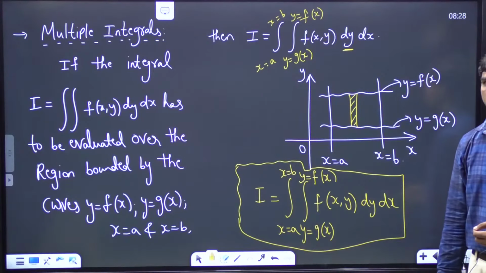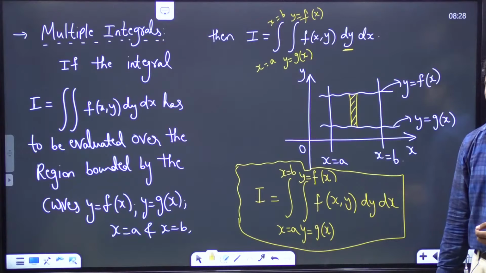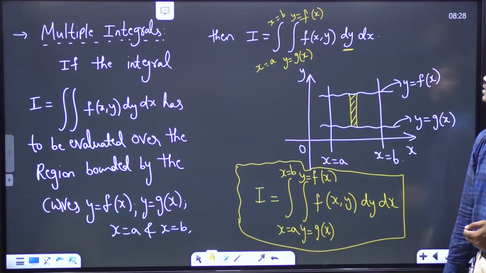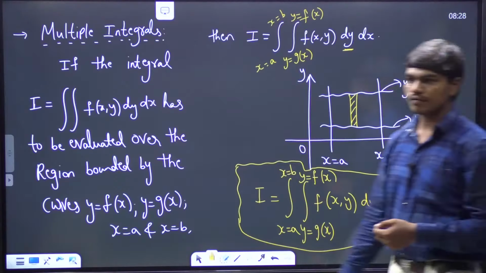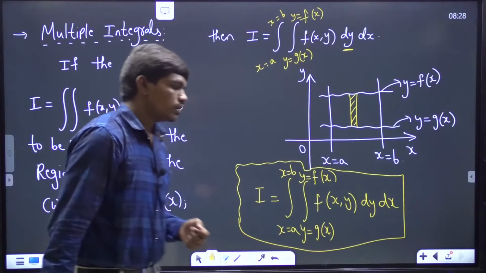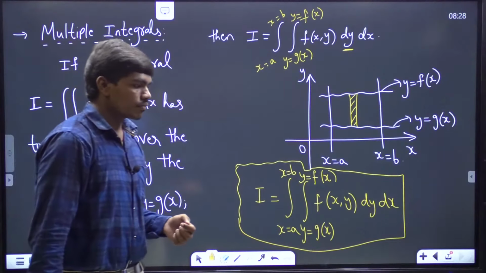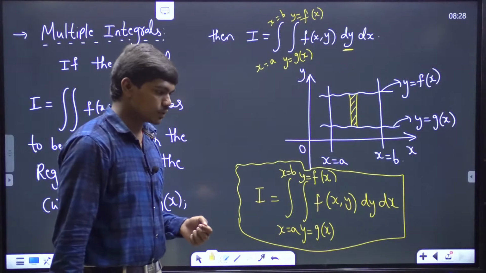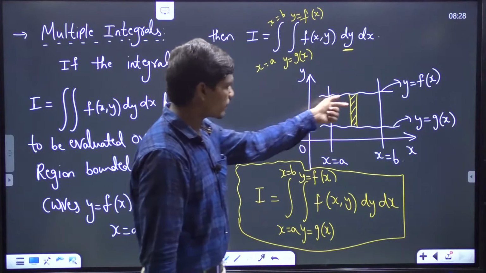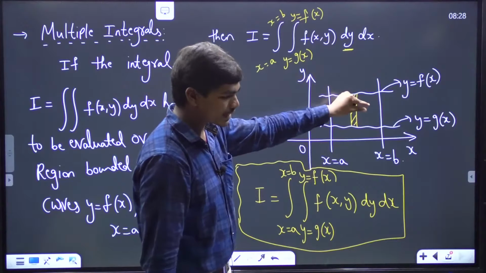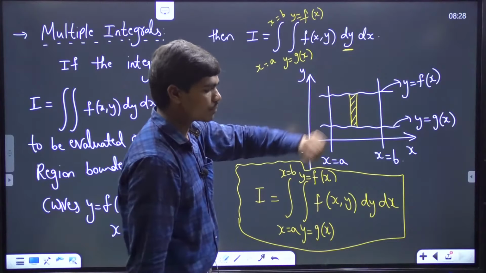Clear so far? Okay, so now I hope it's clear to all of you. So if we take a vertical strip, okay, Shreya, then what's your question? That's what we have taken. We have taken a vertical strip. Now if we take a horizontal strip, we'll see what happens.